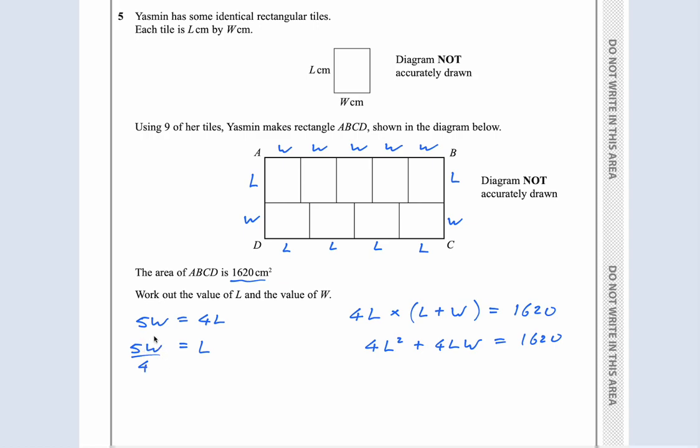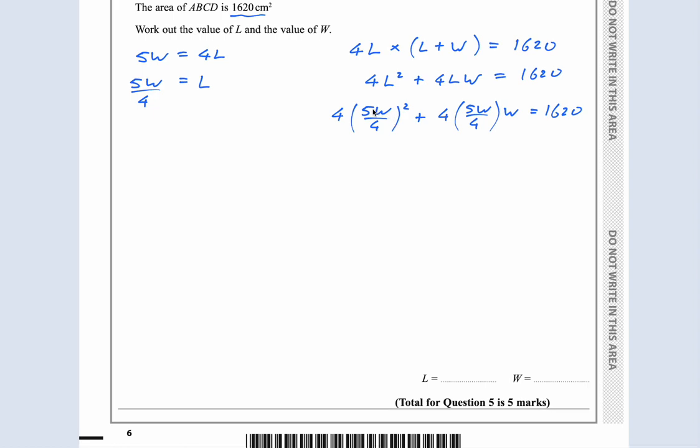Now instead of L, I'm going to write 5W over 4. So here I get 4 times (5W over 4) squared. Plus 4, instead of L, I'm writing 5W over 4, times W. And this equals 1620. Now I need to solve this equation. Okay, let's multiply this out. 4 times this squared is 25W squared over 16. Plus, these cancel nicely, so I'm just left with 5W squared, and this equals 1620.